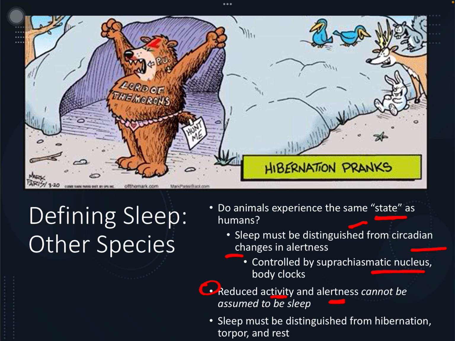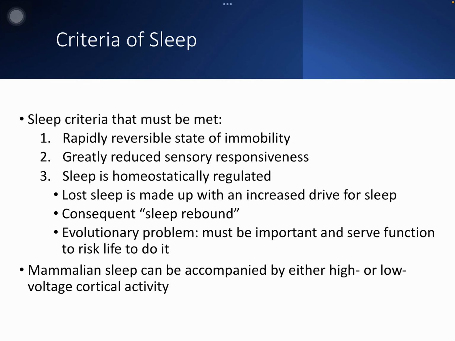physiologically the same. So let's now determine what kind of criteria we have for different animals. So there are three major criteria that have to be met in order for us to determine that a particular organism does engage in sleep. Number one, we have to see a rapidly reversible state of immobility, as in, if the animal or organism is in a seemingly restful state, where we see reduced movement, they have to be able to get out of this very quickly.